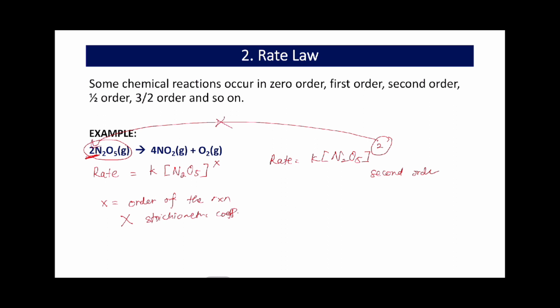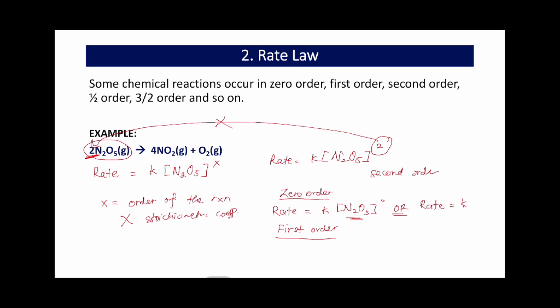Let's say this equation undergoes zero order. So how can we write the rate law? We write rate equals K concentration of N2O5 to the power of 0. Or usually we will just write rate equals K only, because any value to the power of 0 is just 1.